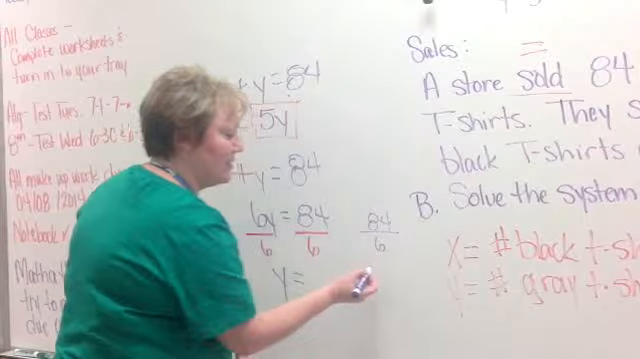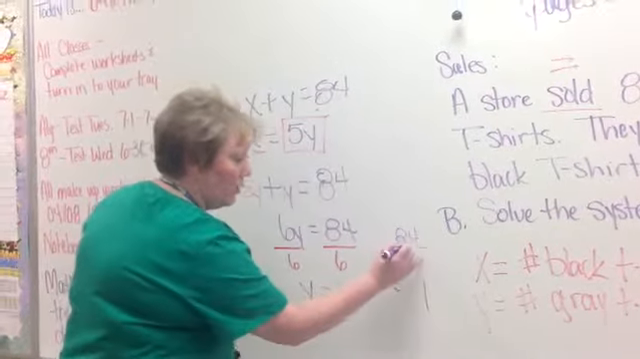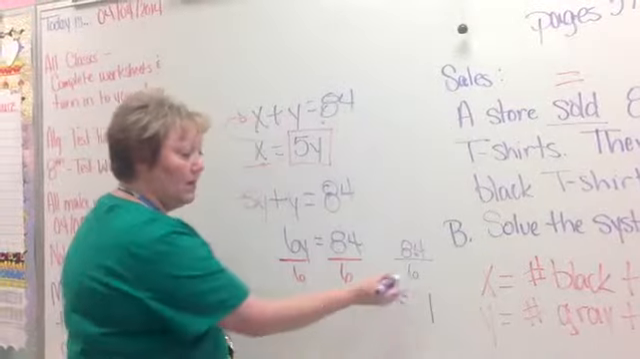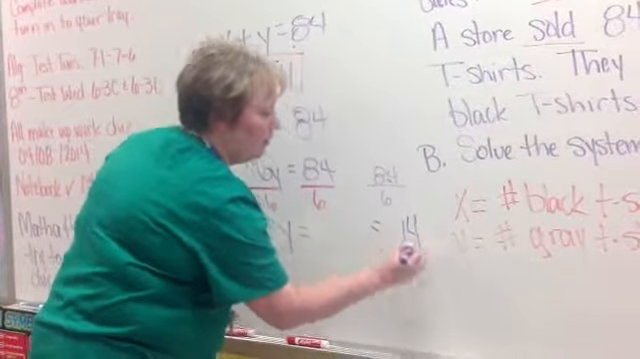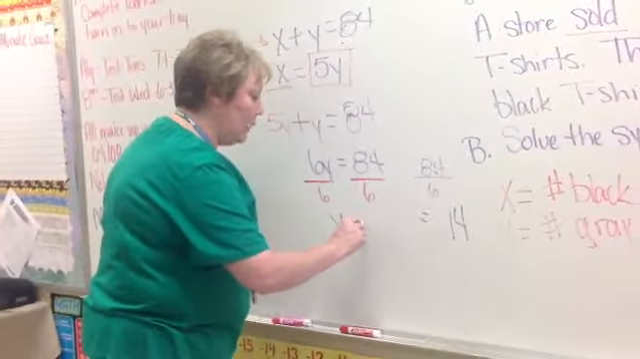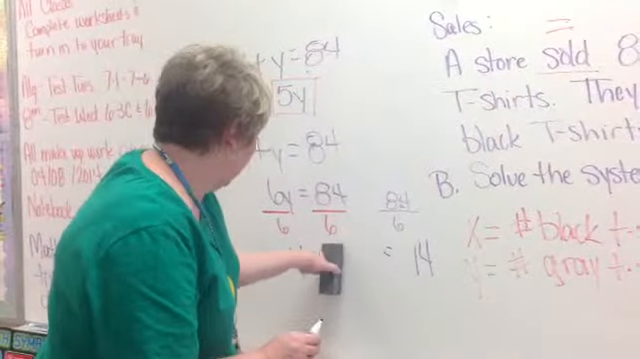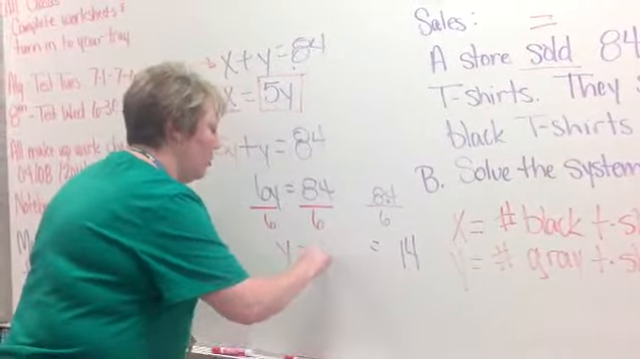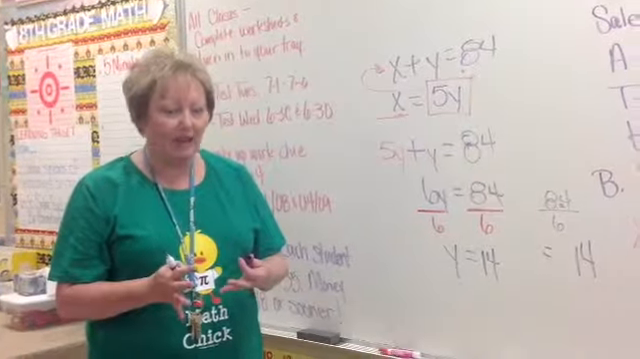We've got 84 divided by 6. 6 goes into 8 one time with a remainder of 2. 6 goes into 24 4 times. So our answer here, y equals 14. Y equals 14. We're not done yet. We've still got to find x.